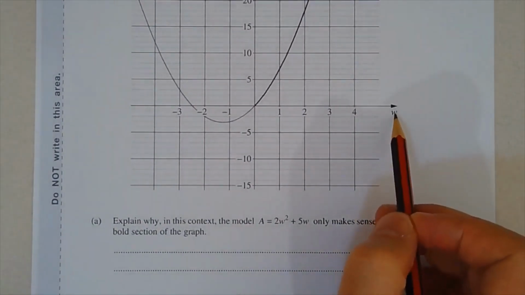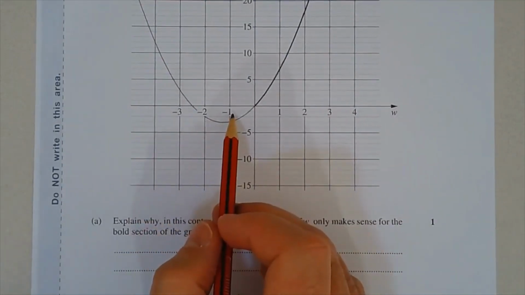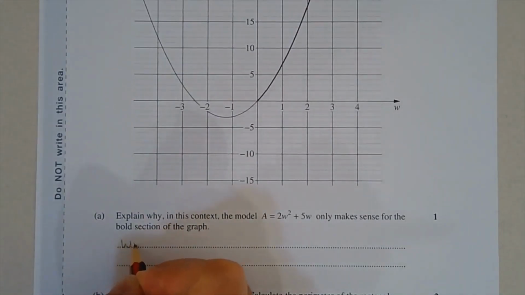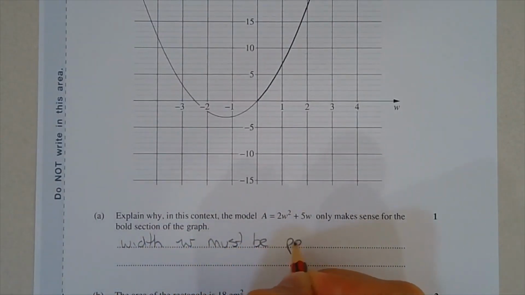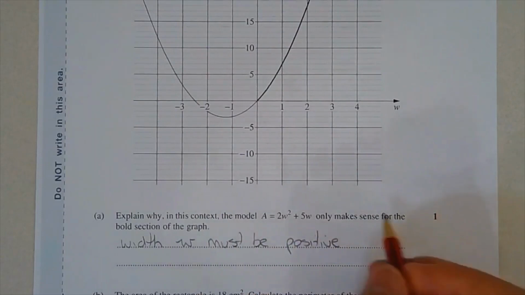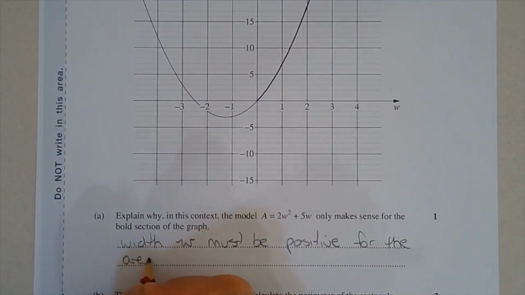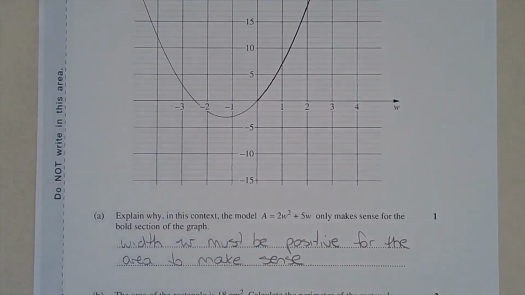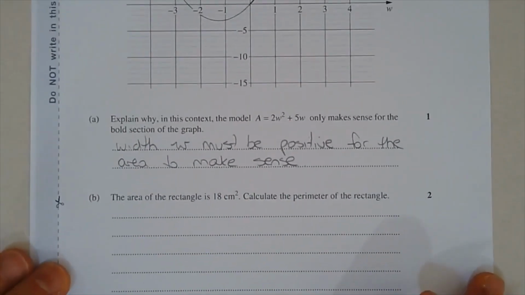And I think if you look on the x-axis here, the W here represents the width of a rectangle. The width makes no sense if the width is a negative number, like -1 centimeters. Okay, so anything to that effect, there's 1 mark.